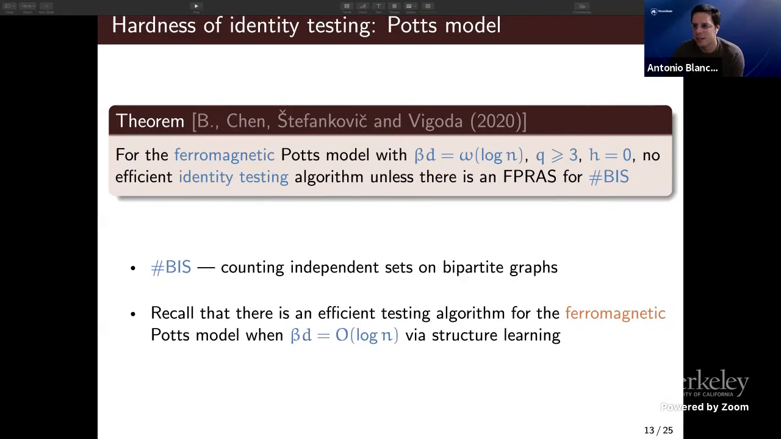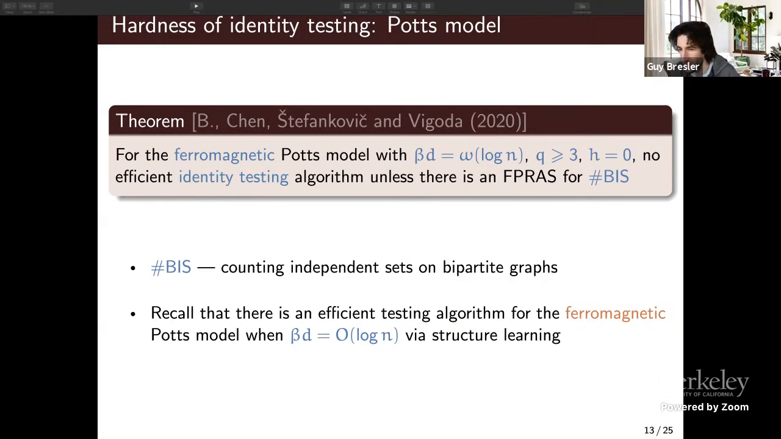There's another question, but I cannot access it. So okay, the question is, can you explain more on how structural learning implies efficient identity testing?